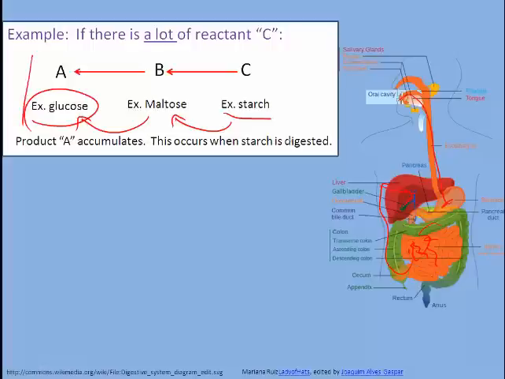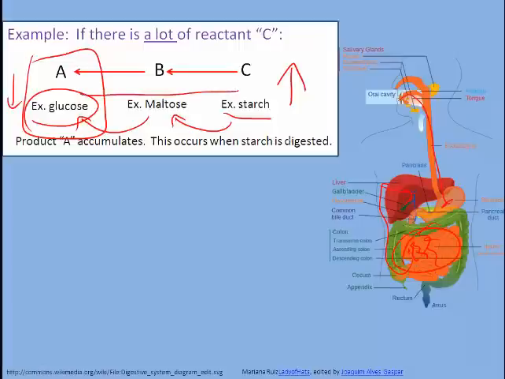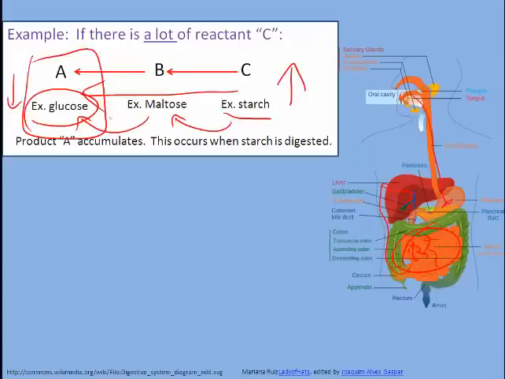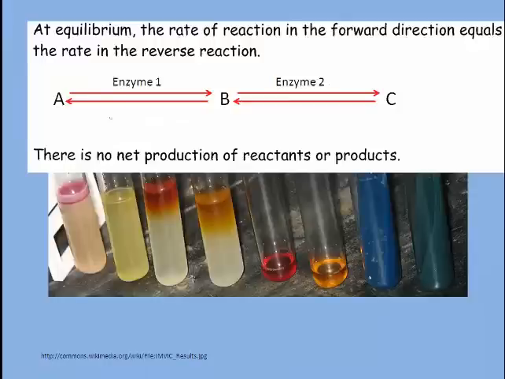So the amount of glucose is always in short supply, and because more starch is coming in, the amount of starch inside the small intestines is always in high supply. So this drives the reaction in this direction. So relative quantities control which direction the reaction actually goes, whether it goes from left to right or right to left. At equilibrium, the rate of reaction in the forward direction equals the rate of reaction in the reverse direction.